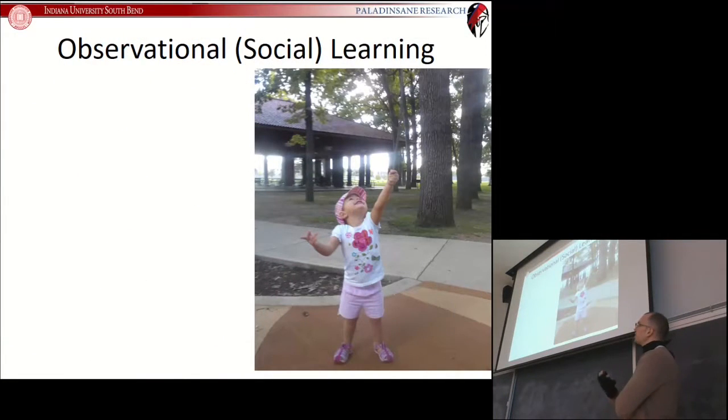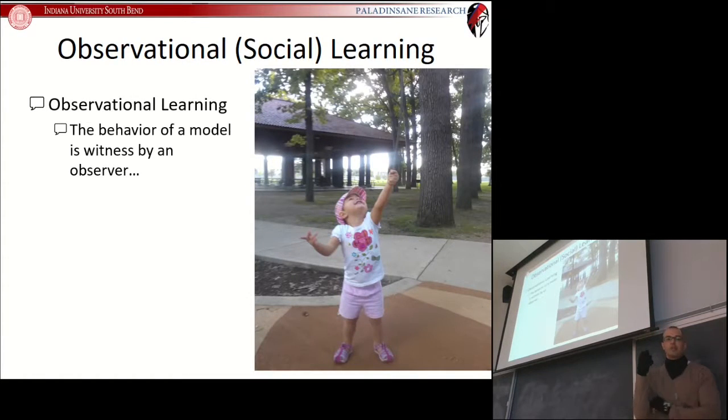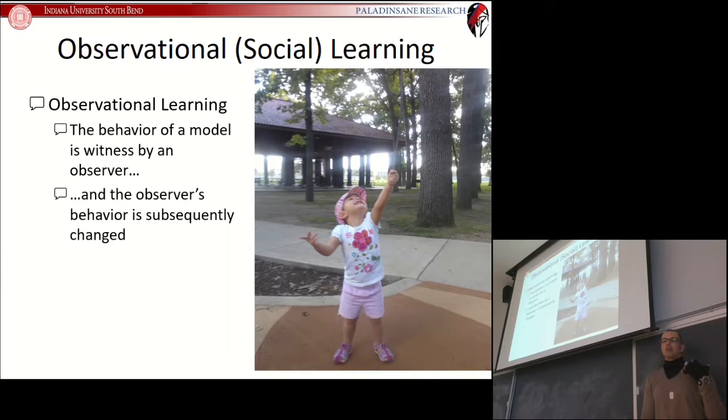All right, so observational learning, this is the phenomenon. We're going to see why it occurs. But this is the phenomenon where the behavior of a model is witnessed by an observer. So the model is doing something, and an observer is witnessing it. She-Ra is lifting her sword. She's the model. Isabella's watching the episode. She's the observer. And just because of that observation, the observer's behavior is subsequently changed.